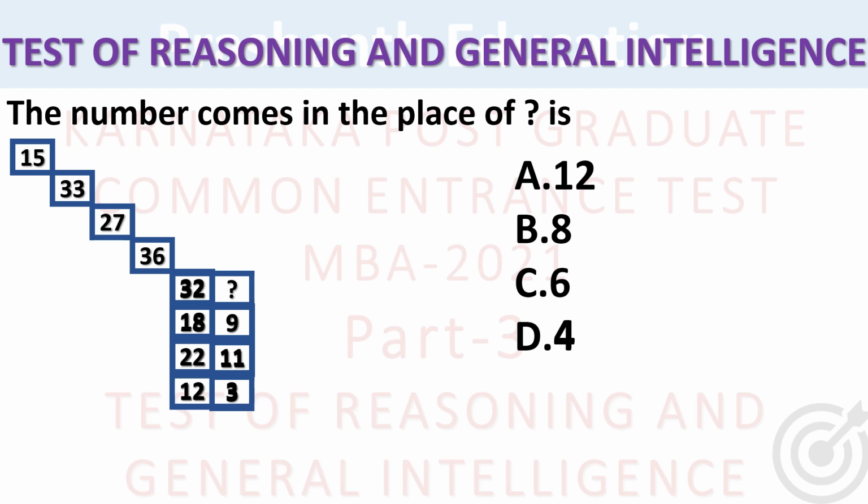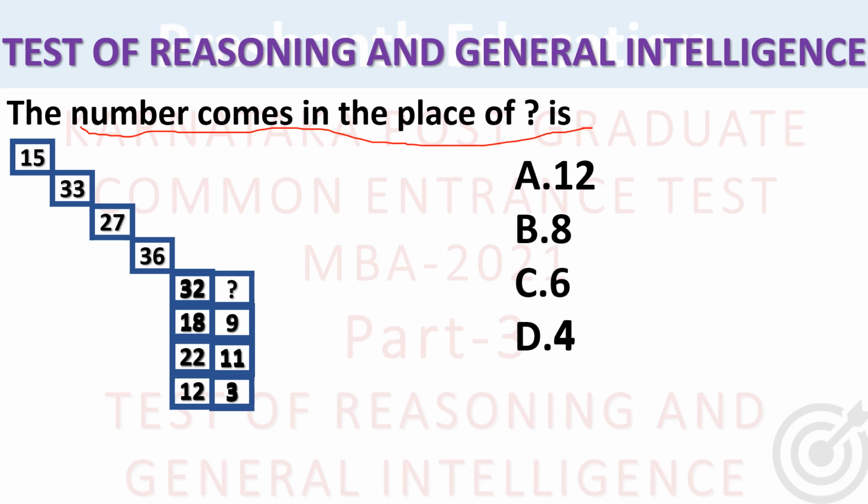Okay, let's look at what the question is asking. What number comes in the place of the question mark? So we need to identify what this question mark number is. First, let's look at what the relation is. They have given us 1, 2, 3, 4, and here we have 1, 2, 3, 4. So stepwise we have 4, horizontally we have 4, and vertically also we have 4. So we need to identify the pattern. Now let's see what the pattern is.